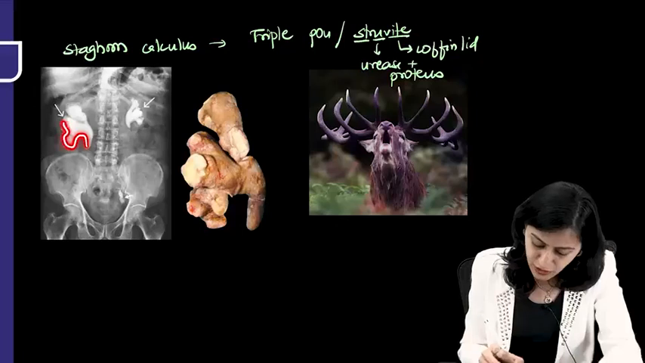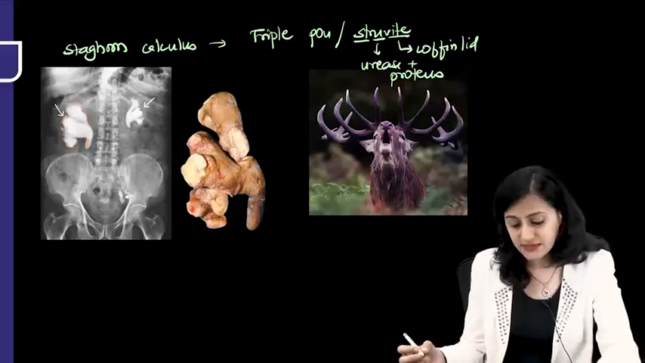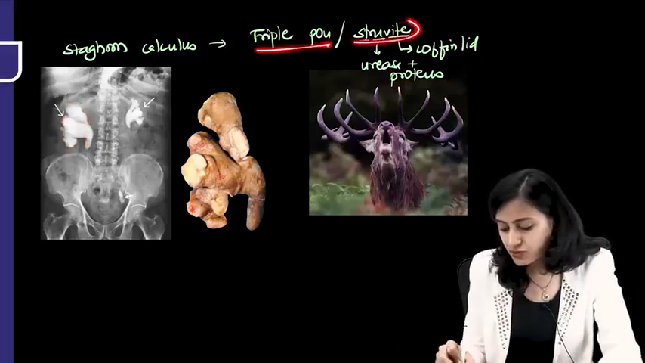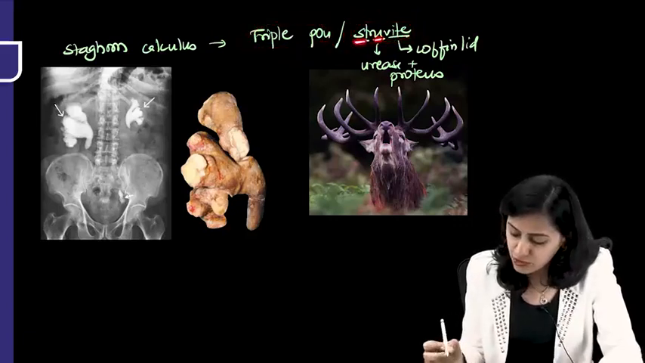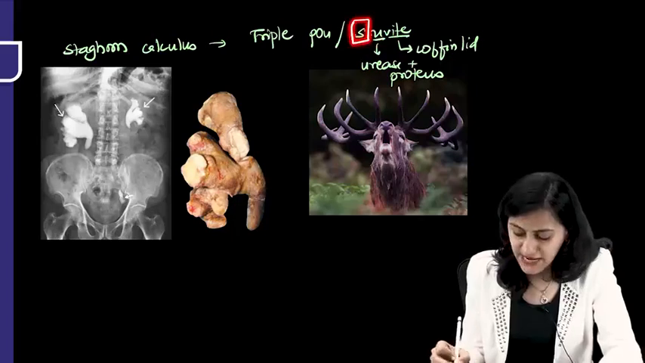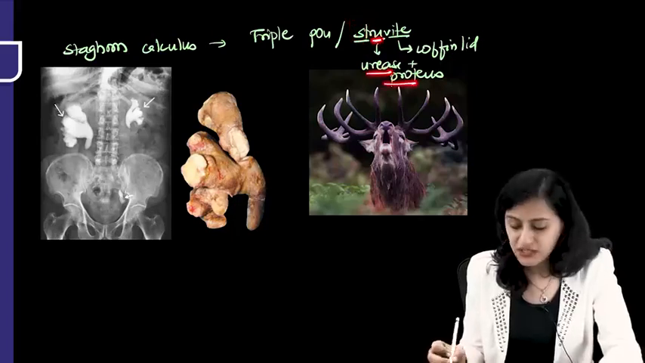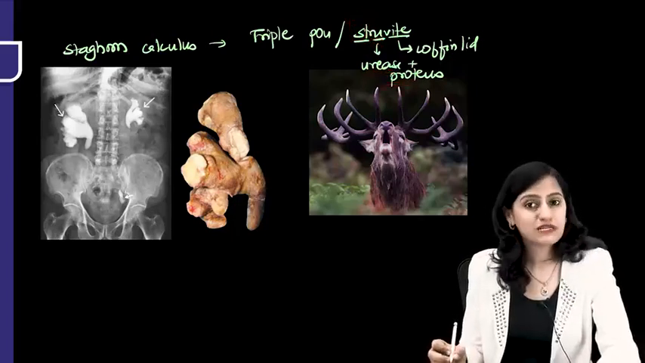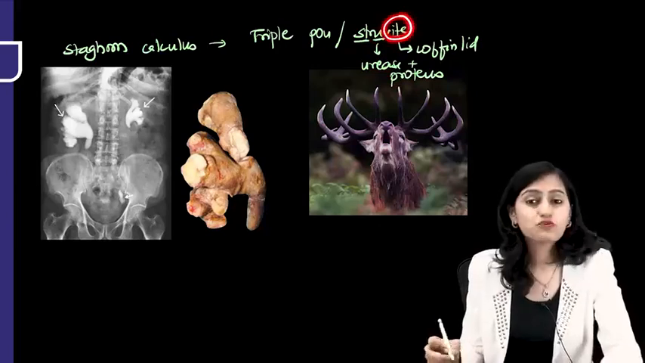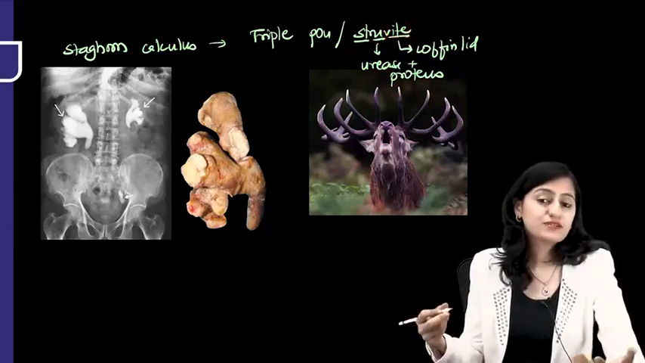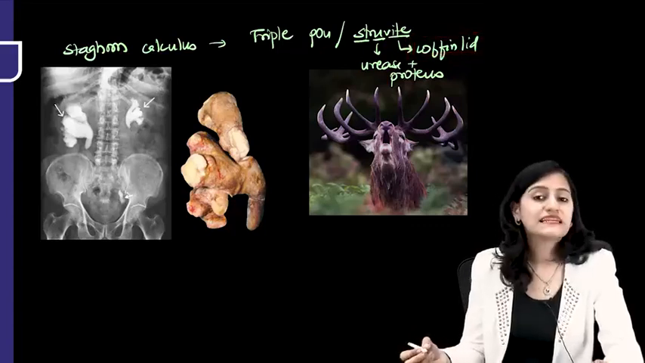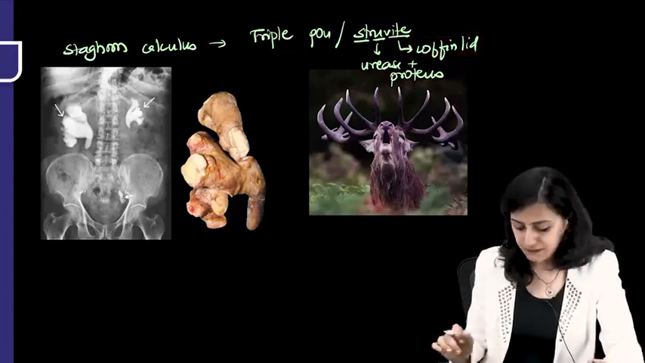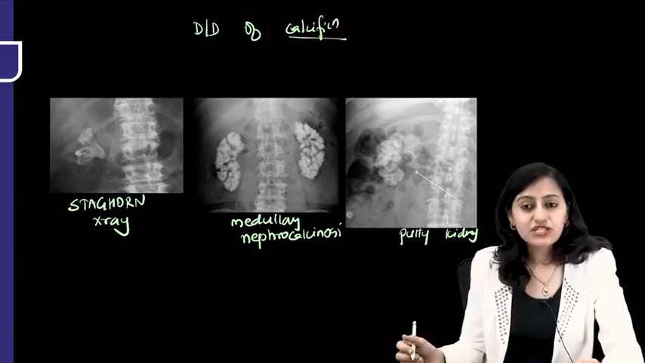Now, staghorn calculus. Staghorn calculus follows the shape of the pelvic calyceal system, also called true white stone, made up of triple phosphate. Remember the mnemonic for true white? True white is staghorn. It is urease positive organisms like Proteus which predispose, and it is white clothes. Where do we wear the white clothes? In a funeral. That is coffin lid. So remember, it has coffin lid appearance in the urine. What are the DDs of this calcification in the kidney?